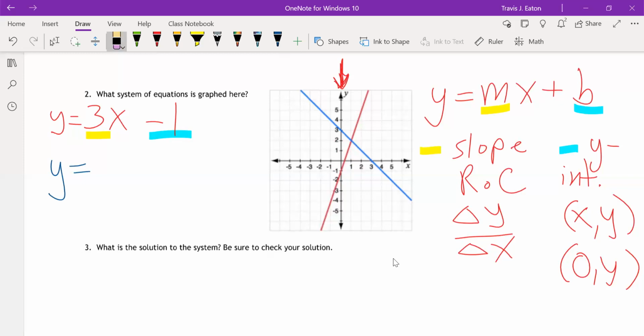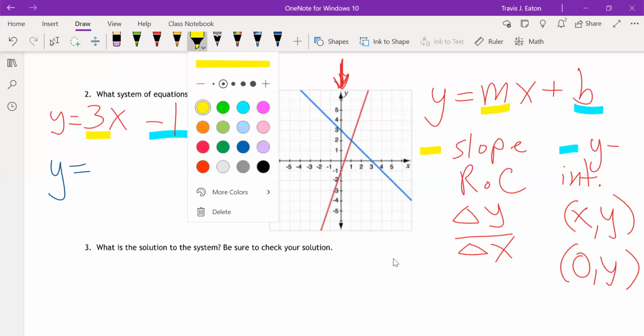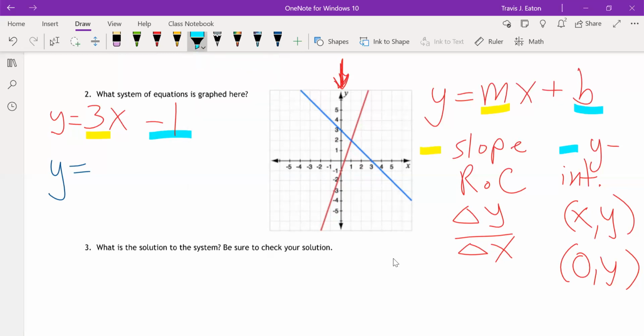Okay, let's start with the y-intercept, right? Our y-intercept, I'll highlight it in light blue. And where does our line cross the y-axis? Well, you can see it's right here at 3, and that's positive 3. So our y-intercept is positive 3.